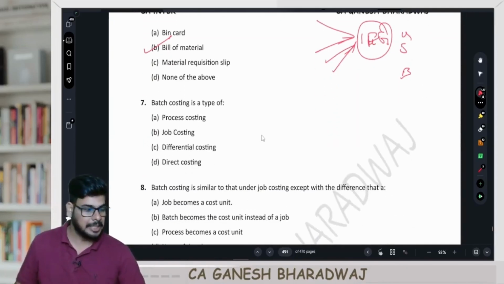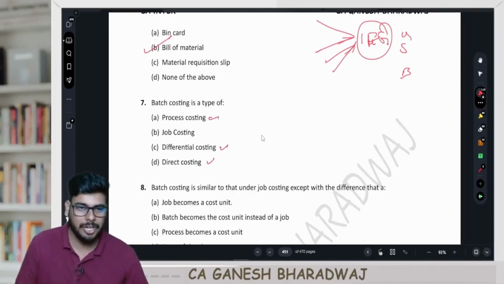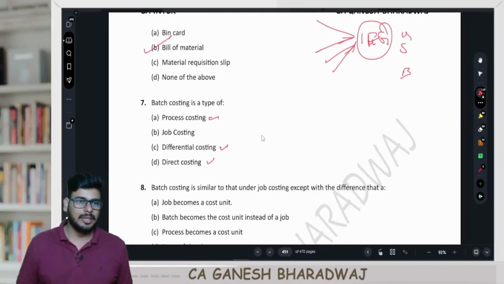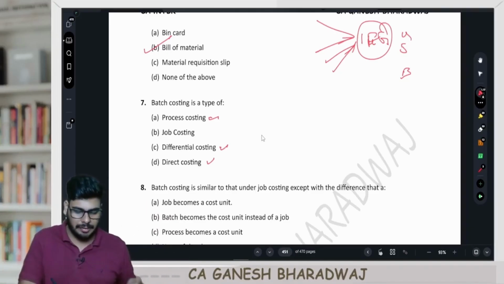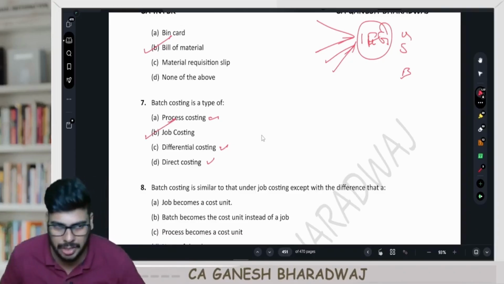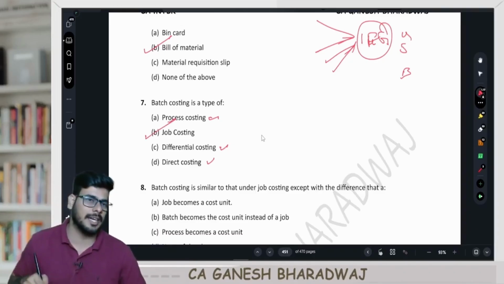Right? Then next one. Batch costing is a type of, is it a type of process costing? No. Is it a type of direct costing, differential costing and all? No. I told you it's a hybrid animal, you remember, right? It's a part of unit and job. Unit is not given, only job is given. So, right, you take job. Clear with this, guys? Now, without understanding the concepts, you can't attack all these things.